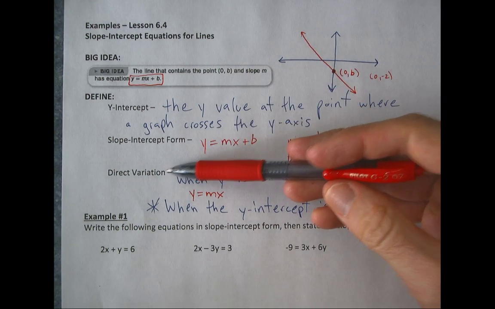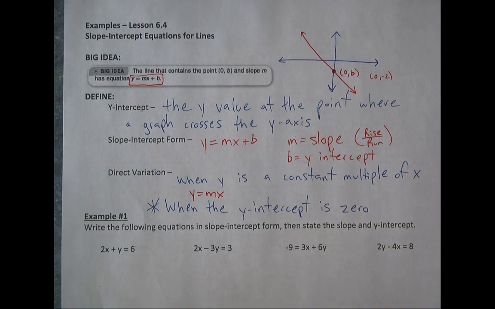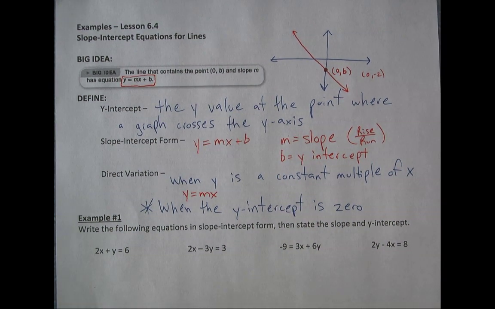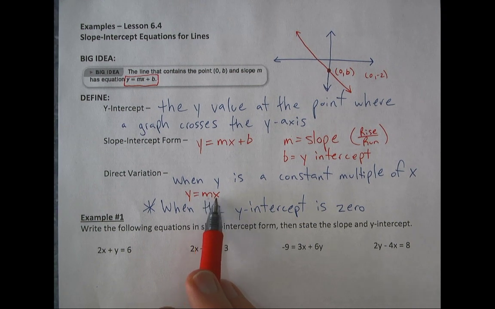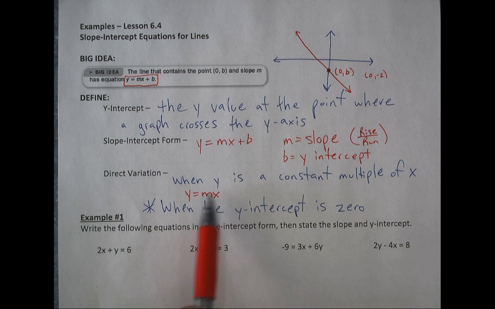Now, one special case that you are going to see in your homework that you want to be aware of and just understand the vocabulary for is direct variation. And the textbook definition says when y is a constant multiple of x. Well, a multiple is when you're multiplying x by something. So multiples of 5 are 5, 10, 15, 20. Okay, so let's say the slope was 5. y is a multiple of x. 5 times 1, 5 times 2, 5 times 3 gets you y. But if you look at this equation, y equals mx, what's it missing?